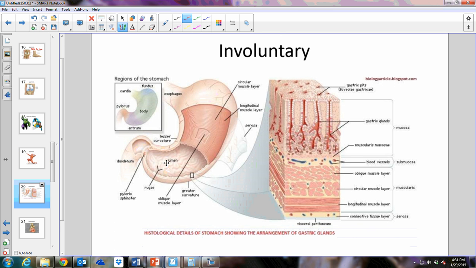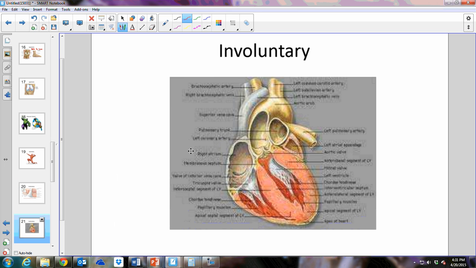Whereas your smooth muscles are your involuntary muscles. This picture is good because it shows how the muscles are in different patterns in the stomach in order to move the stomach in different ways. And your heart also represents an involuntary muscle in that it moves without you thinking about it. It moves without any mental provocation.